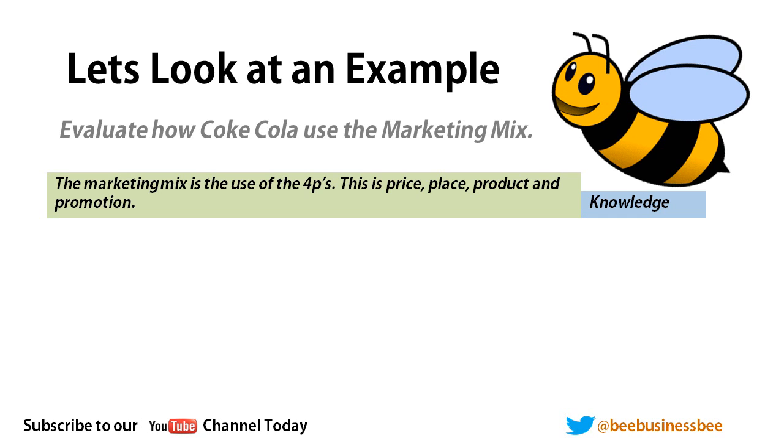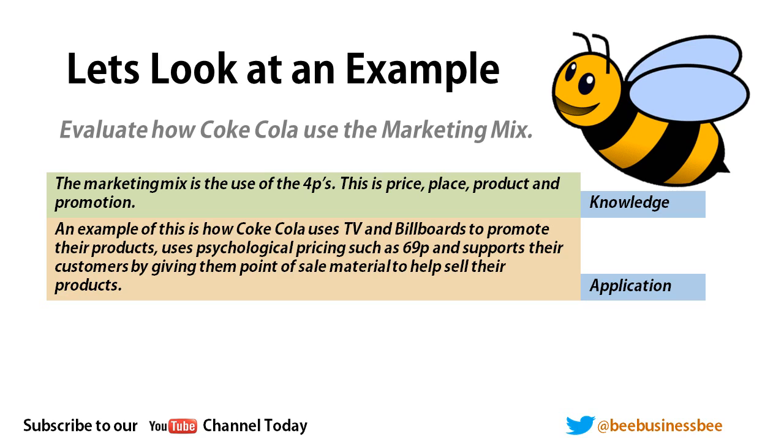Let's show some application. So now I'm going to build this answer by adding some application. So I've got the marketing mix is the use of the 4 P's, the price, the place, the product and the promotion, which is my knowledge. I'm now going to put my application in there. An example of how this is used is when Coke uses TV and billboards to promote their products. They use psychological pricing such as 69p, and they support their customers by giving them point of sale material to help them sell their products. So notice I've started to link it to Coca-Cola.